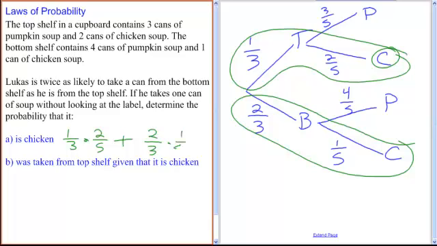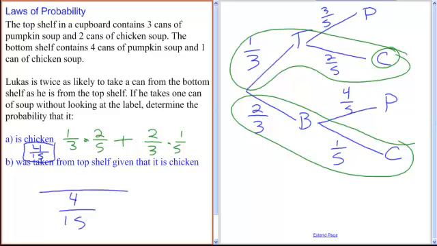2/3 times 1/5. So when I do that, I end up getting 4/15, I'm sorry, for the probability of picking chicken. Then the second one was taken from the top shelf given that it's chicken. So I already found the given statement. The chicken is the given statement, so that's going to go on the bottom.